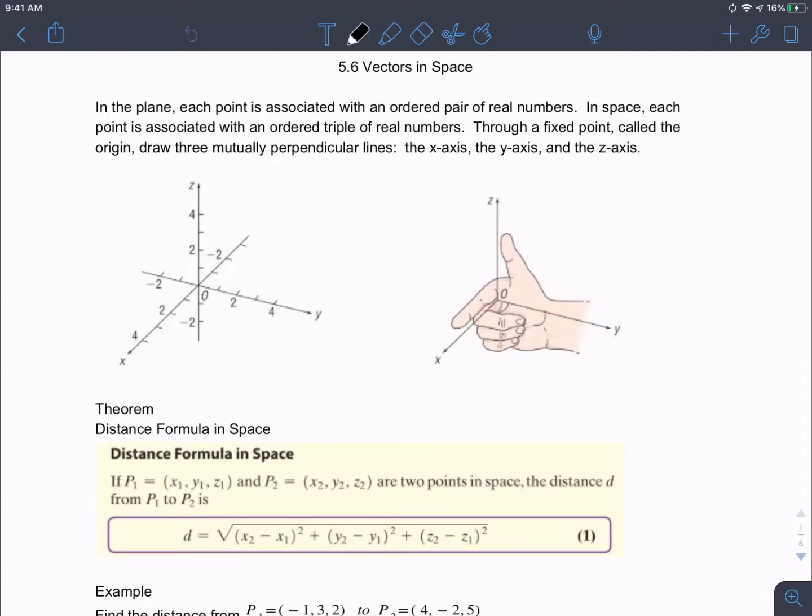Today we're going to cover section 5.6, vectors in space. One of the things that's interesting about vectors in space is that we are now talking about three-dimensional things, and since we're talking about three-dimensional things, it's important that we understand the orientation. These first two pictures demonstrate exactly that. This one with the hand on it is showing the x, the y, and the z in the positive direction, so you can see it.